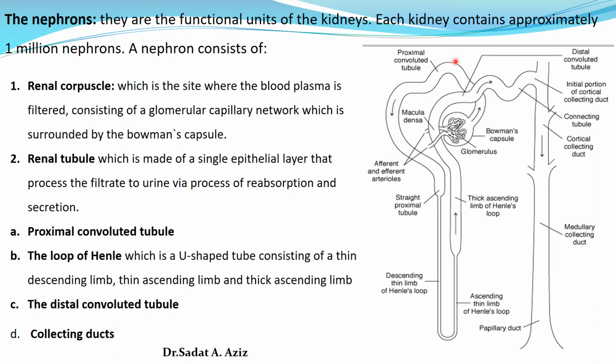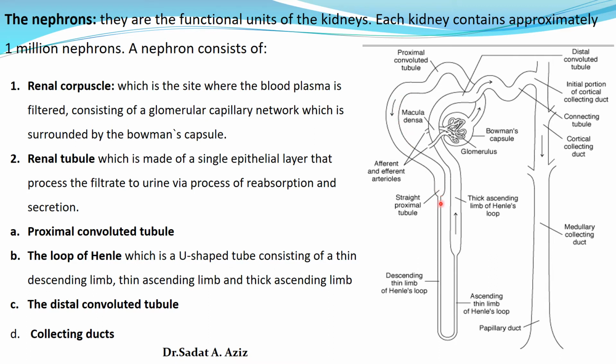The first part of the renal tubule is called the proximal convoluted tubule. It comes right after the renal corpuscle. Proximal means the first part. Convoluted means it has a coiled structure. Okay, so it is the proximal convoluted tubule.